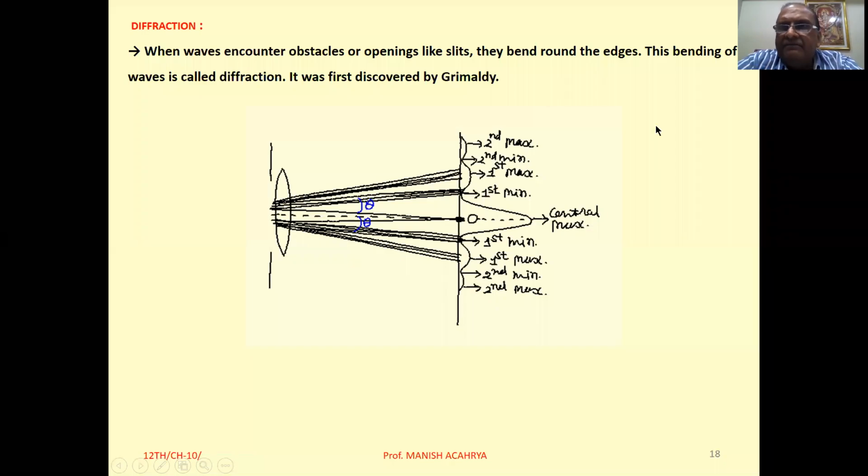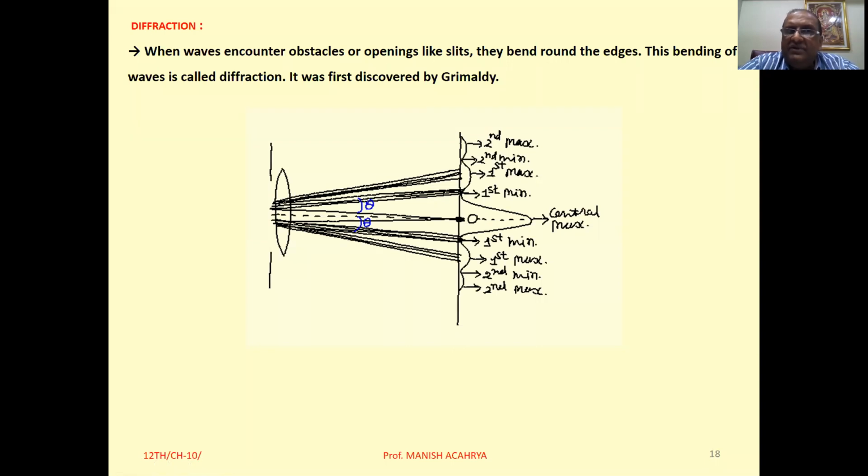Now see, the next phenomenon which we have to study in wave optics is diffraction. Diffraction means what? When waves encounter any obstacle, it implies when the wave is passing through the slit, we can say like that. So the slit is the obstacle.